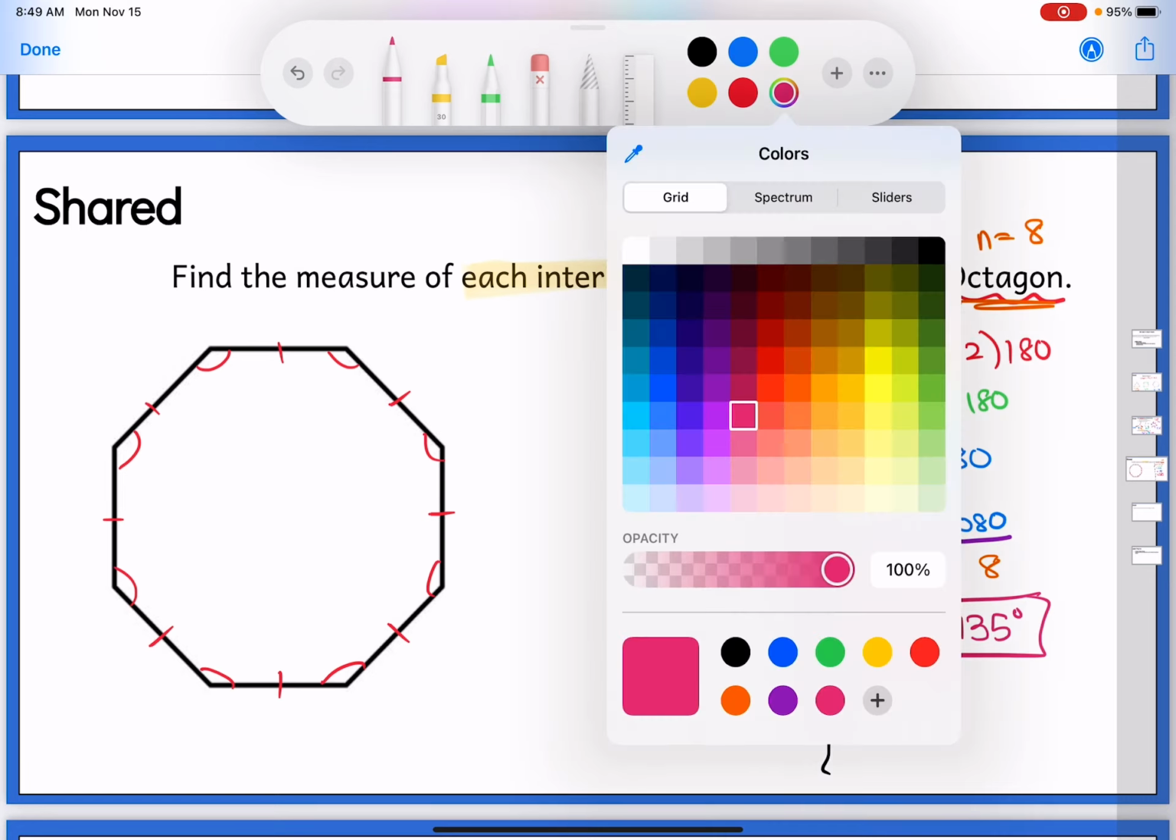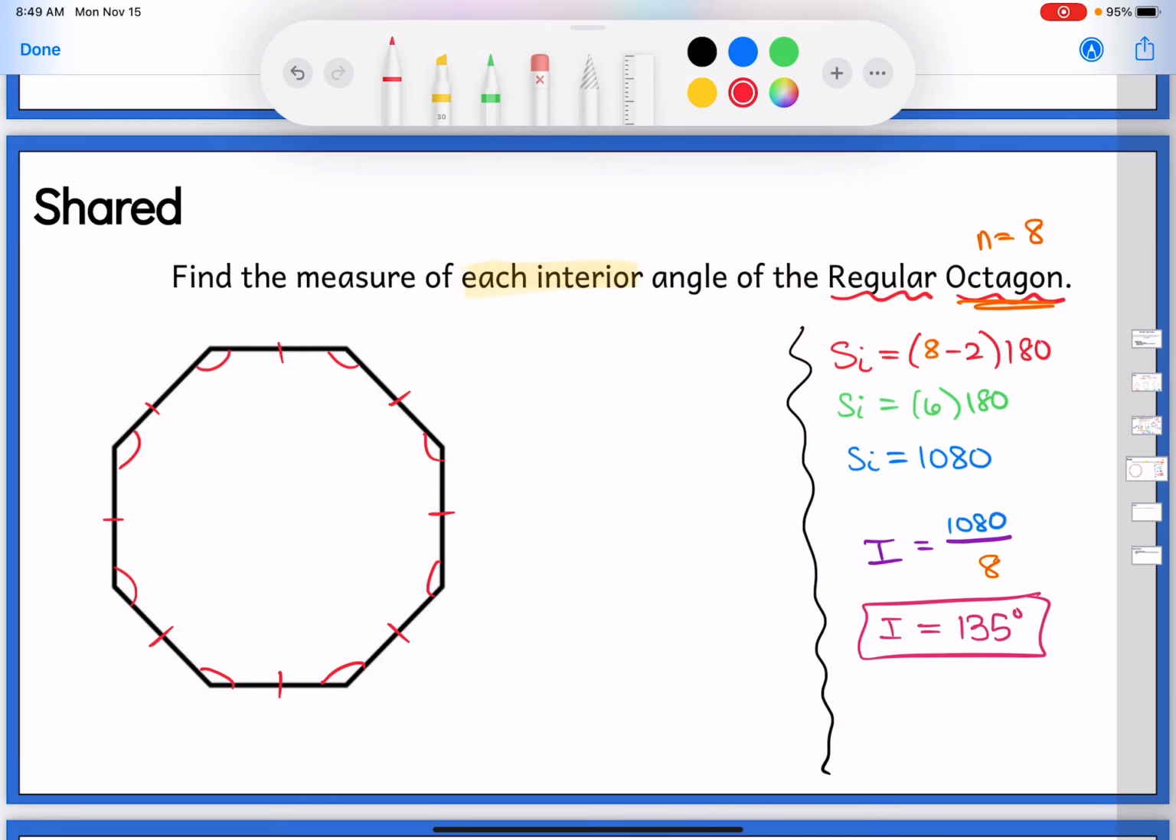So my formula here for this one would be, whoops, I missed it. My formula would be I equals S sub I over N, but S sub I takes a little bit of work unless they give it to us, right? So S sub I over N would be N minus 2 times 180 divided by N, right? So that's definitely one possibility. I'm going to write it up here.